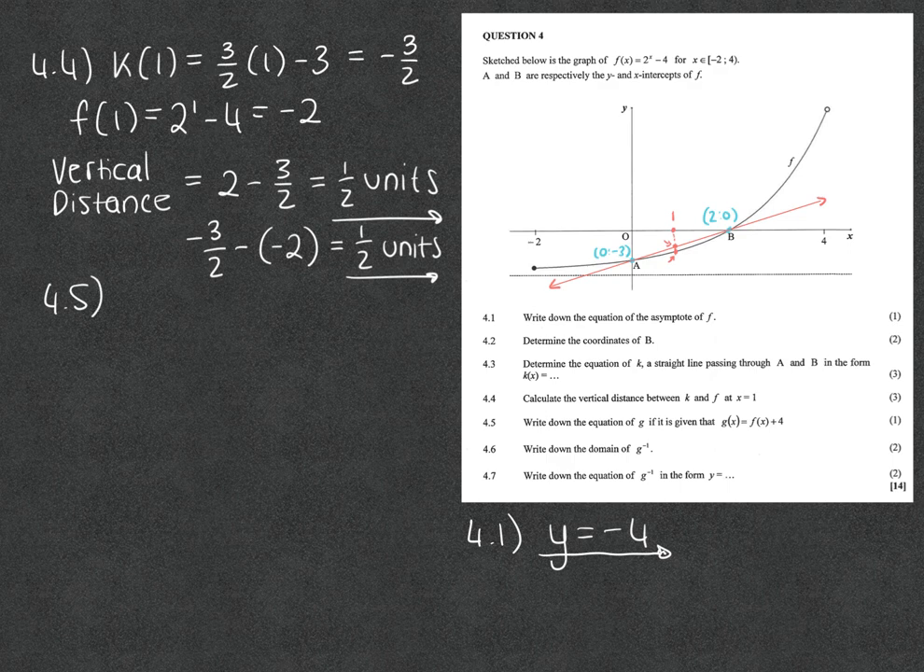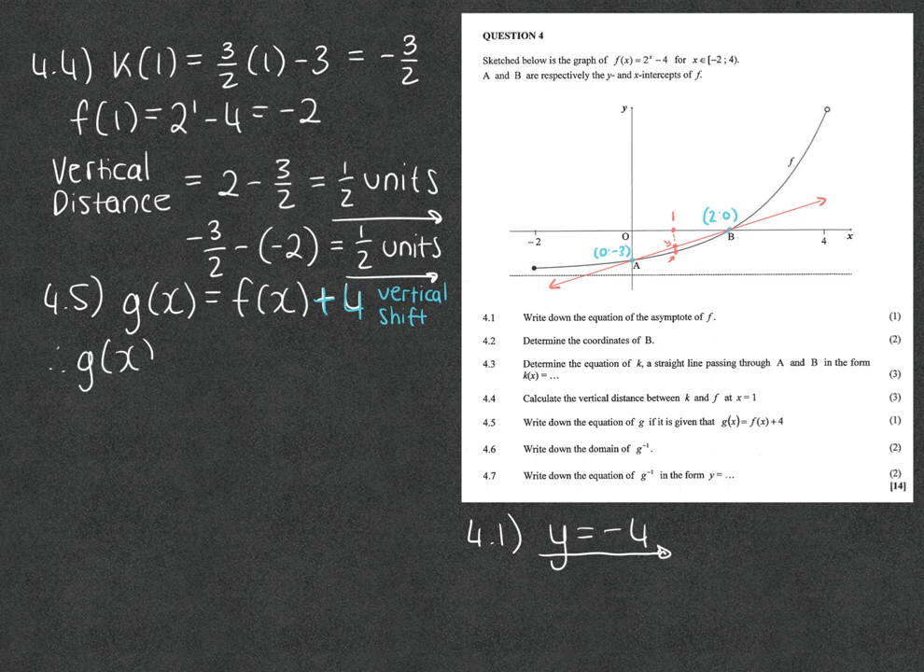4.5, write down the equation of g if it is given that g of x equals, and I'm going to write this out so I can explain it, f of x plus 4. Okay, so g of x is the result of taking f of x and plussing 4 to it. Remember I told you before that when you plus or minus a value to a graph, you are vertically shifting it. Okay, so in this case, all we're going to do is plus 4. It's actually a very quick answer.